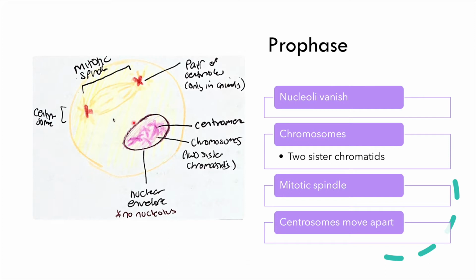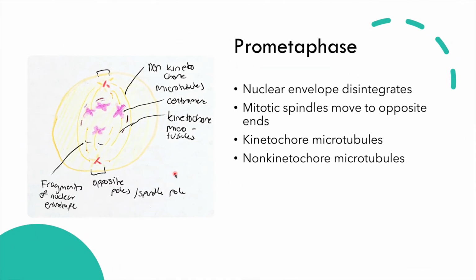The mitotic spindle arises, which consists of microtubules coming from the centrosomes. Then the centrosomes begin to move apart. During prometaphase, the nuclear envelope disintegrates, allowing the microtubules to interact with the chromosomes. The mitotic spindles move to opposite sides of the cell, and the microtubules extend.